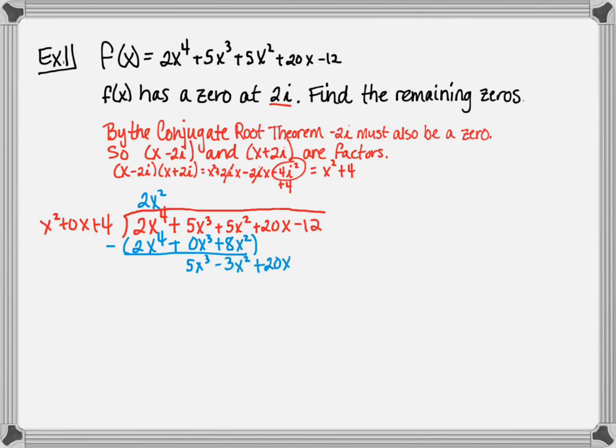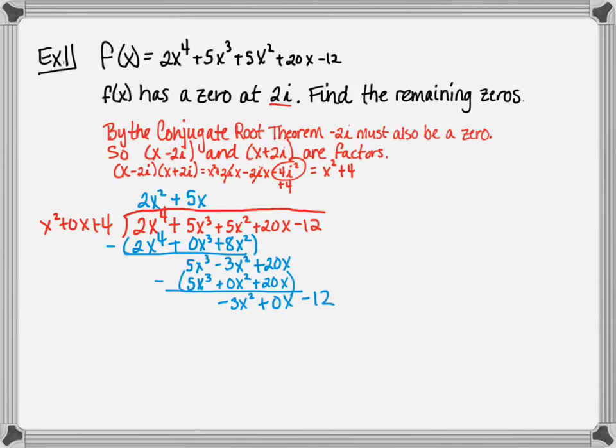Bring down the 20x. So what times x squared equals 5x cubed? 5x. So let's multiply. 5x times x squared is 5x cubed. 5x times 0x is 0x squared. 5x times 4 is 20x. Let's subtract. And 5x cubed minus 5x cubed, that cancels out. Negative 3x squared minus 0. Bring down the negative 3x squared. The 20x's cancel out. Bring down the negative 12.